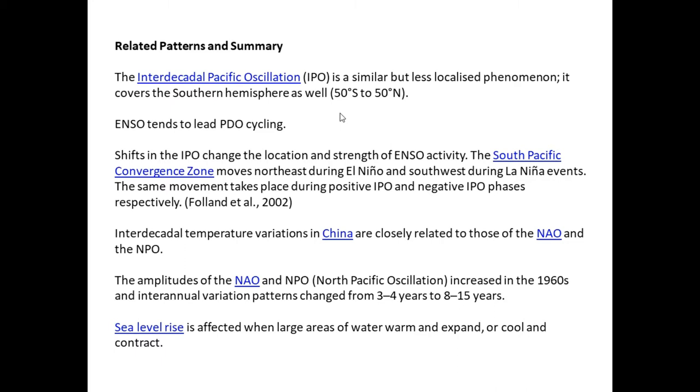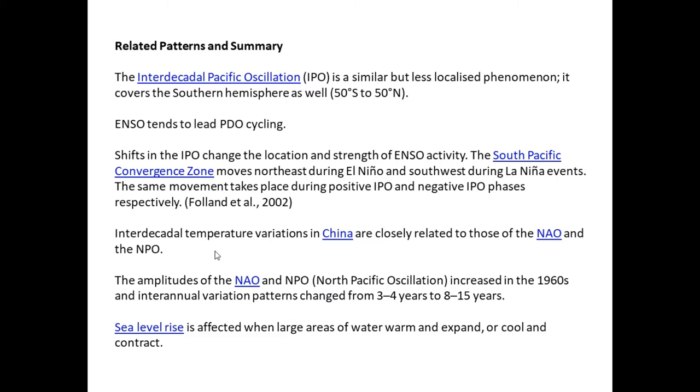The South Pacific Convergence Zone moves northeast and southwest, right? I covered that in my ENSO video and Folland et al. 2002. Same movement takes place during positive IPO, negative IPO phases. Interdecadal temperature variations in China closely related to those of the NAO and the NPO. And the amplitude of the NAO and the North Pacific Oscillation increased in the 60s, into annual variation patterns from 3 to 4 years, 8 to 15 years.